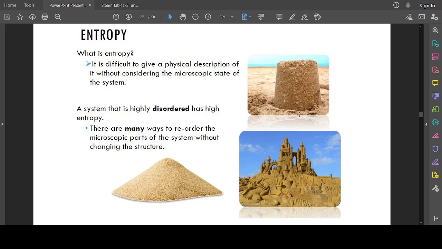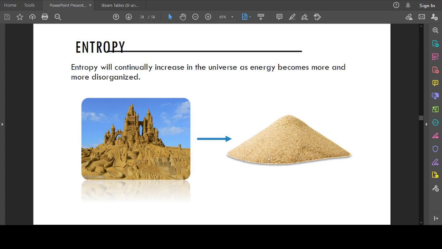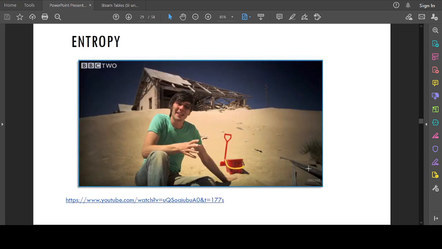It will not be recognized as a detailed sandcastle, it will just be recognized as a pile of sand. But the other way around, if the system is highly disordered, like this pile of sand, then there are many ways for us to change the microscopic parts of this sand without actually changing the structure, because the structure is just a pile of sand. So entropy always tells us that everything will continually increase in the universe as energy becomes more and more disorganized. So the sandcastle that is highly detailed will always tend to go in this direction, going back to a pile of sand.